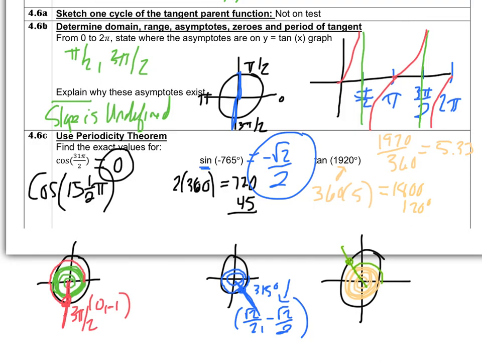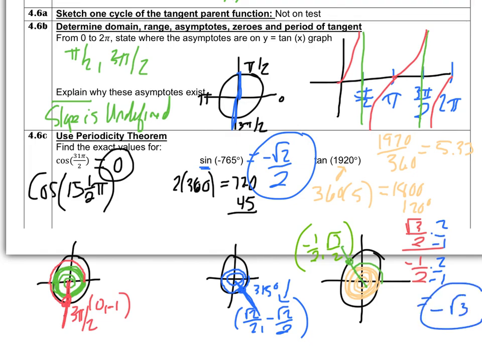This right here is the ordered pair negative 1/2, square root of 3 over 2. Now they want to know the tangent, so I'm going to do sine over cosine. So I do square root of 3 over 2 divided by negative 1/2. I'm going to therefore multiply by the reciprocal, and this is going to simplify to negative square root of 3 as my final answer.